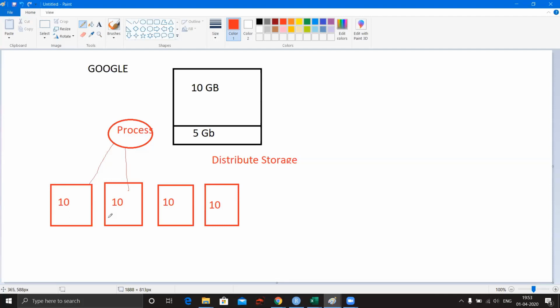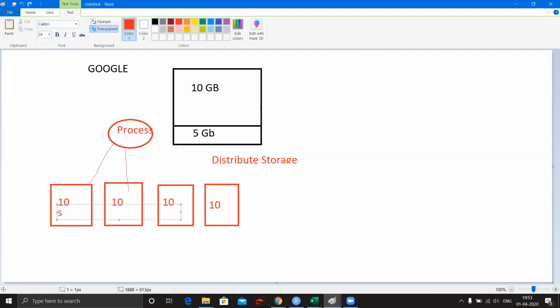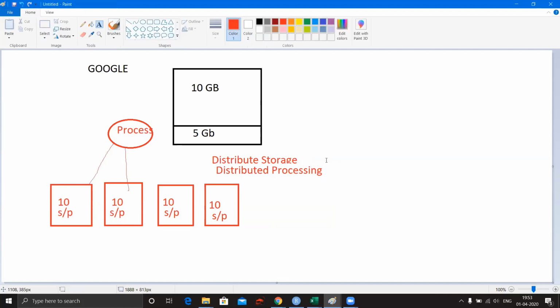So the concept that was given was that instead of just distributing storage, why not distribute the processor also? I can distribute storage, and I can distribute my processor. So whichever machine is storing my data, that itself will be processing my data. That was the ground rule, and we call it distributed storage and distributed processing. And this whole thing together was called distributed systems.